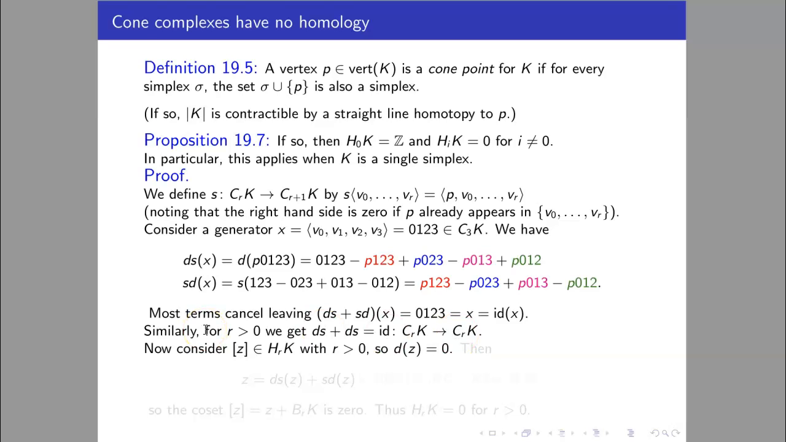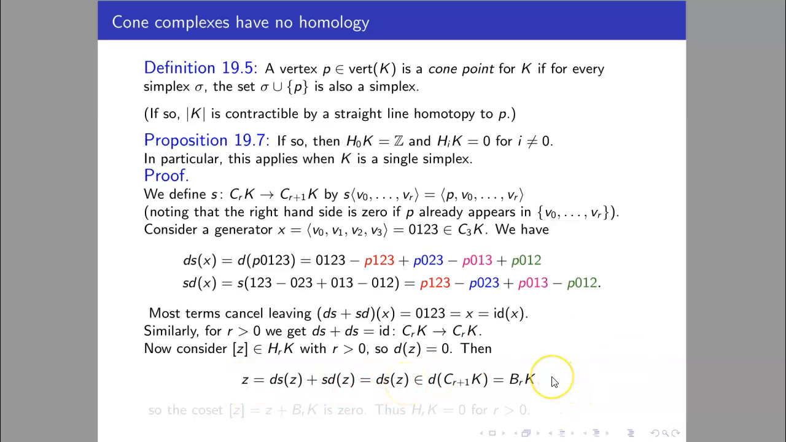So what does that tell us in homology? If you consider a homology class here, square bracket z, an element of the homology group HrK, so z is a cycle, with dz being 0. Okay. So then if we look at z, by what we said here, ds plus sd is the identity, so z is the same as dsz plus sdz. But dz was 0, so this second term, sdz, is just 0, and we just get that z is the same as dsz. But in particular, it's d of something.